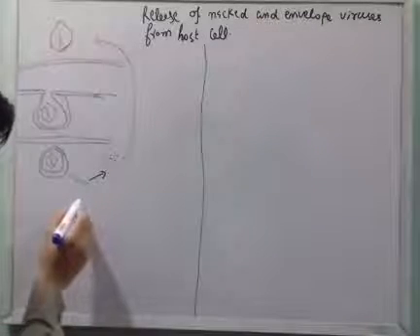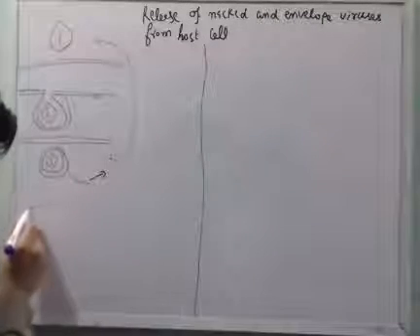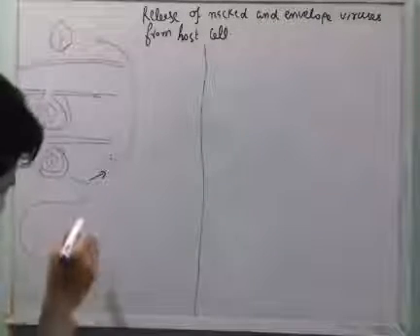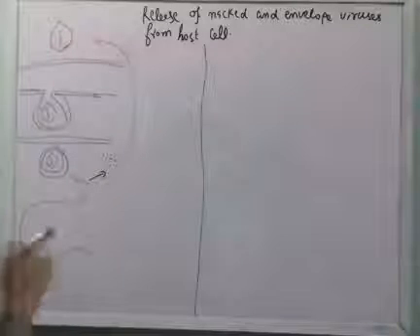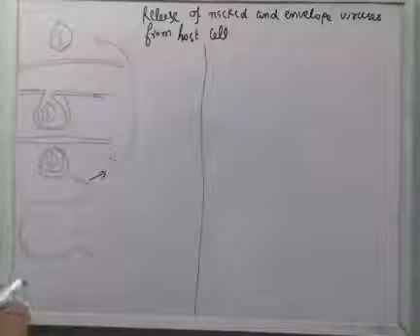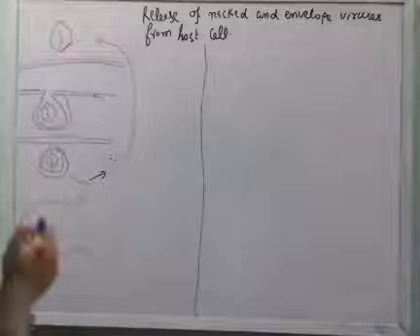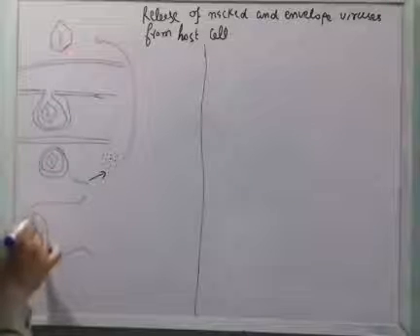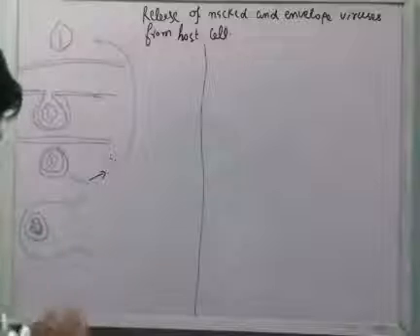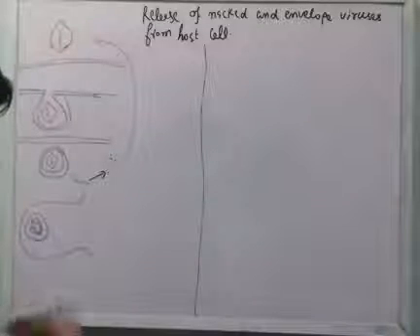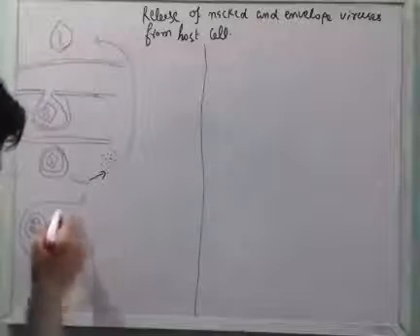And after that, what happened? If I draw the host cell, what happened? Inside the host cell, there will also be the genetic material of the host cell. They have their own genome inside the host as well. And there will be naked viruses.